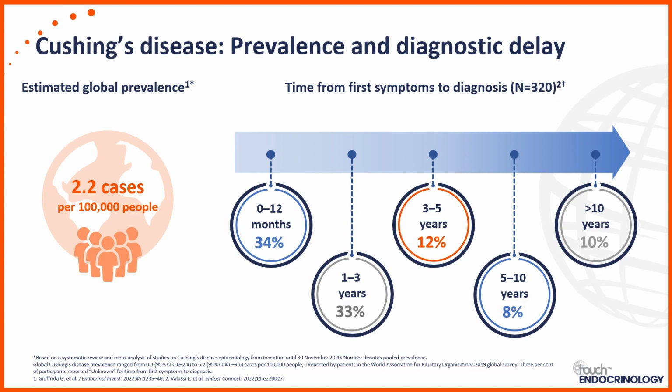Now, Cushing's disease is uncommon, has a prevalence of approximately 2.2 cases per 100,000 people internationally. So this is a rare disorder in general, and that's why it's often undiagnosed. Many clinicians don't see Cushing's disease during their career, and if they do, it may be with patients who do not have the full phenotype.